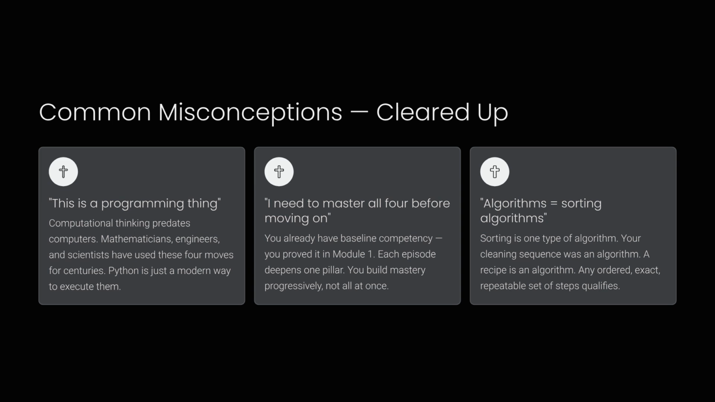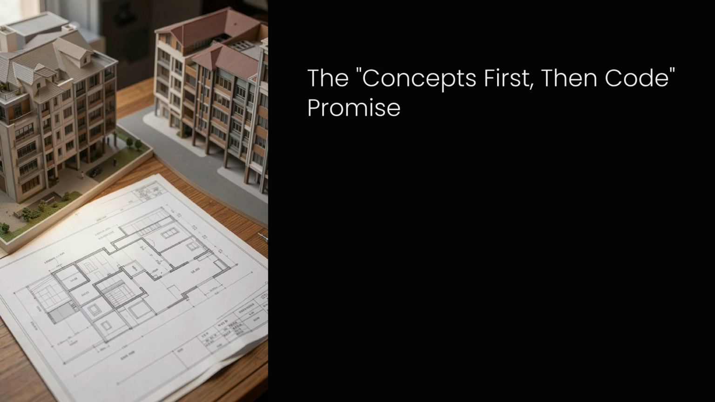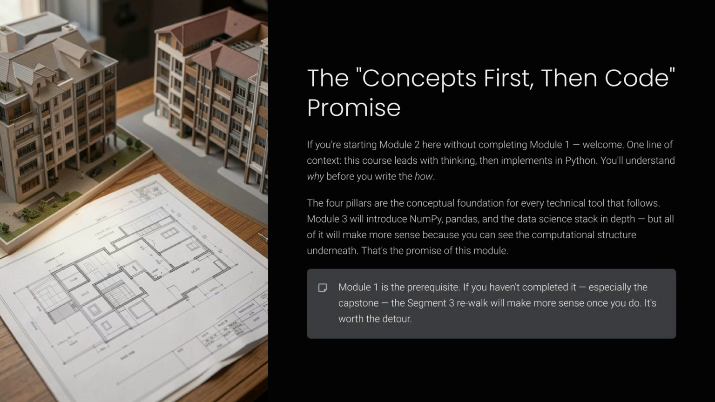Let's clear up some misconceptions. Computational thinking is not just for programmers. It is centuries old. You don't need to master everything at once, and algorithms are simply repeatable steps, not just complex sorting routines. Our promise to you is concepts first, then code. We teach the thinking behind the implementation. If you haven't finished Module 1 yet, consider it a necessary prerequisite for understanding the upcoming material.